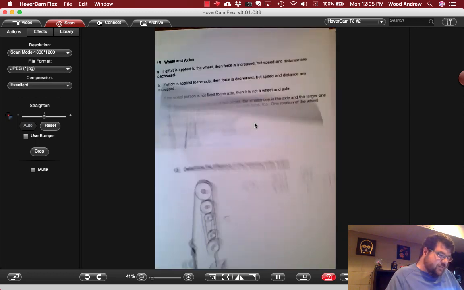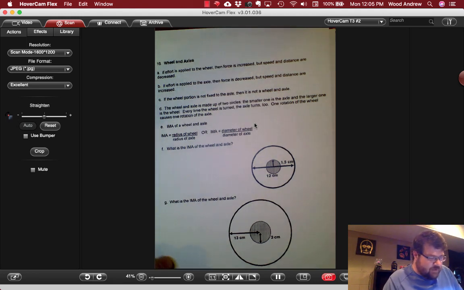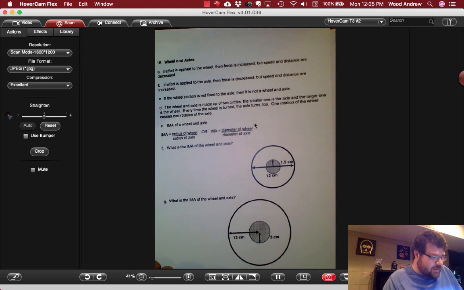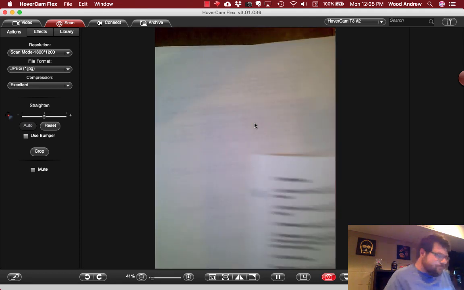More pulleys, more efficiency of pulleys. Wheel and axles is pretty easy. I don't think I'm going to bother going through that with you because, again, it's just like levers. The distance of the wheel and the distance of the axle. Radius or diameter, doesn't really matter. And I think that is it for the worksheet.